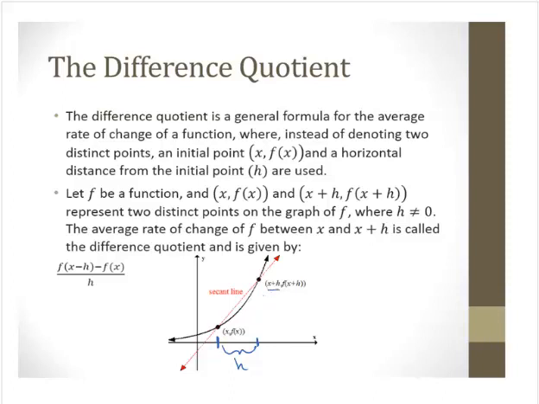Then, actually using that same average rate of change, or thinking of the slope of the line, what we call the difference quotient is defined as f of x plus h. So be careful, there's a typo there. f of x plus h, subtract f of x, divided by h.